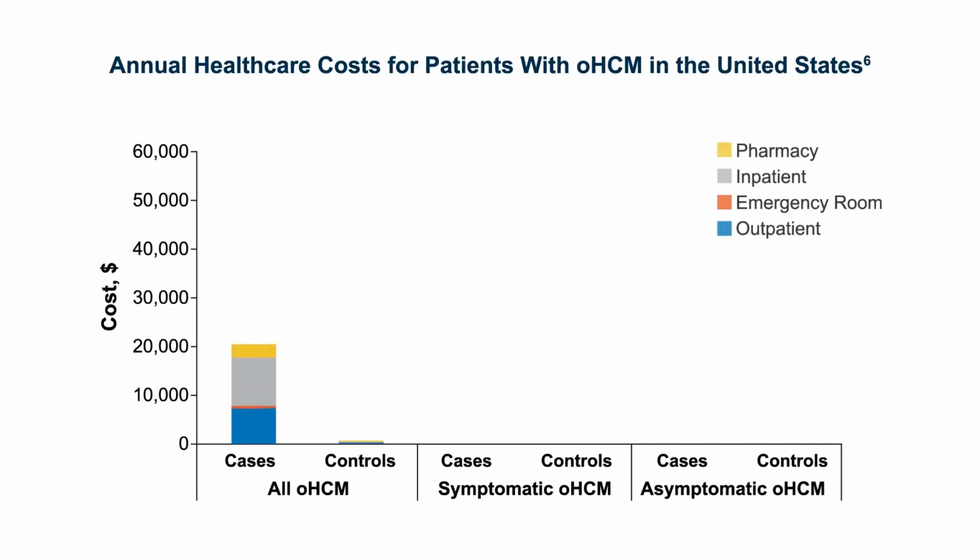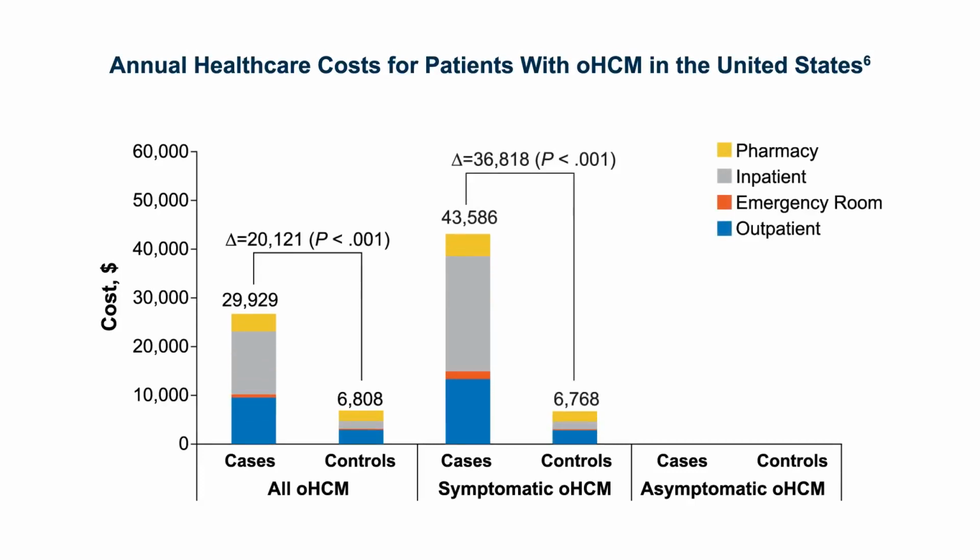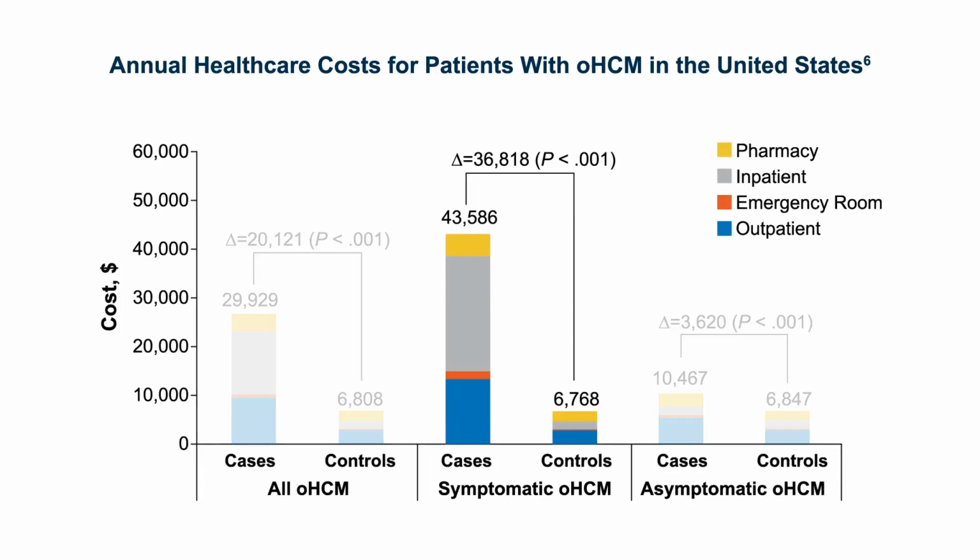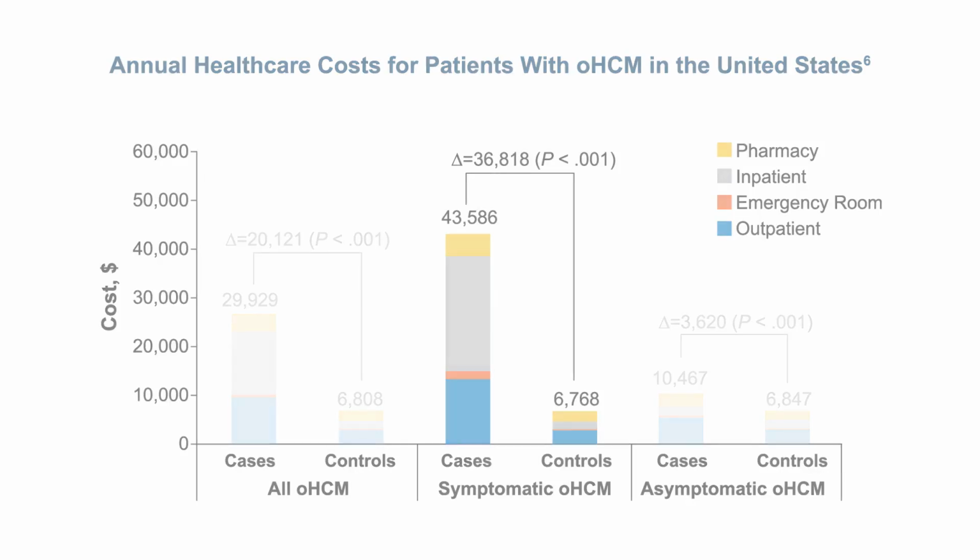Importantly, hypertrophic cardiomyopathy is associated with a significant annual healthcare cost. This is particularly marked in patients who have symptomatic obstructive hypertrophic cardiomyopathy, where there are considerable inpatient and drug-related costs.